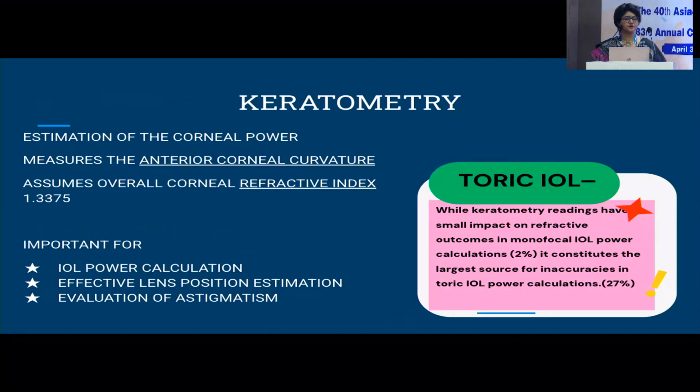Keratometry is mainly measuring the corneal power, and we measure the anterior corneal curvature here. We are assuming the corneal refractive index to be 1.3375. This keratometry is not causing a lot of error when we are talking about the IOL power calculation in eyes that are going for a monofocal IOL. But in case there is a toric power, then the keratometry becomes very, very important, because then the inaccuracy can lead to an error in as many as 27% of patients.